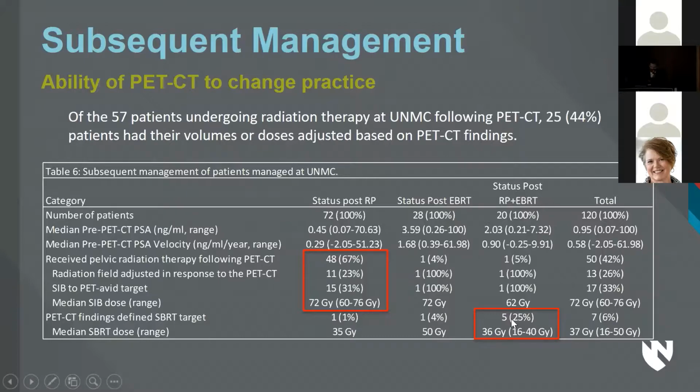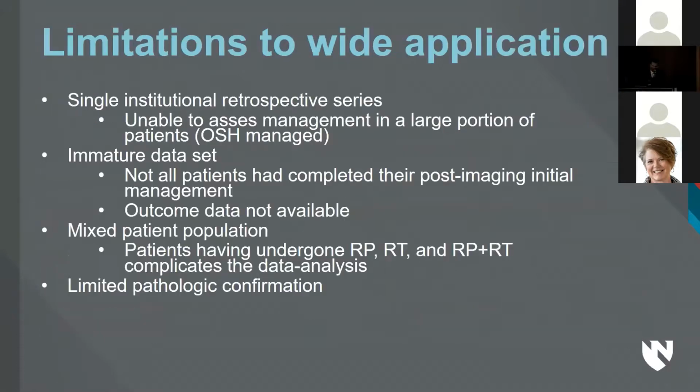Similarly, 5 patients, or 25% of patients that underwent a radical prostatectomy and salvage external beam radiation therapy and then had biochemical recurrence, got a PET CT and underwent SBRT to a PET avid area. And so what we see here is that there was quite a significant adjustment in the management of these patients based off of those PET scan findings.